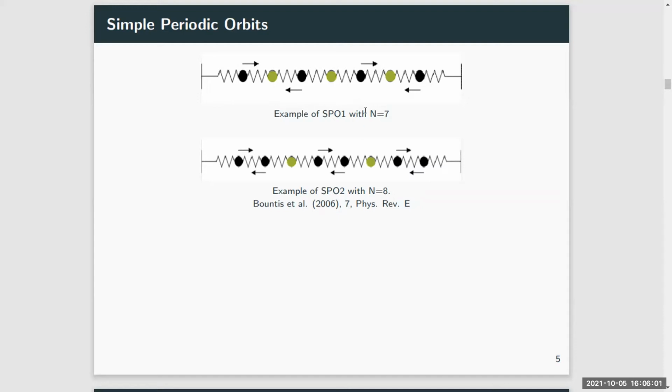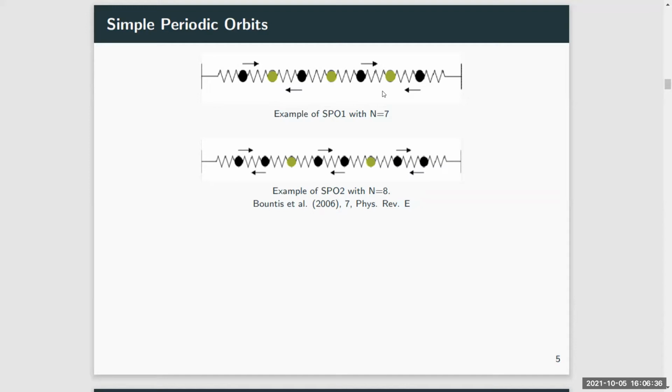If we consider, for instance, N equal to 7, the odd numbers, as you can see, the first one, the third one, the fifth, and the seventh one are equally displaced in opposite directions, plus and minus, whereas the second, the fourth, and the sixth, in a greenish color, are fixed at 0.